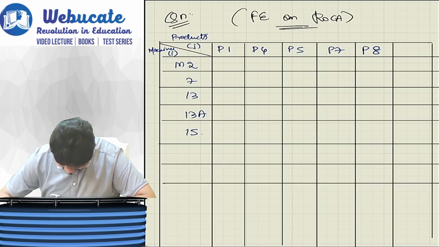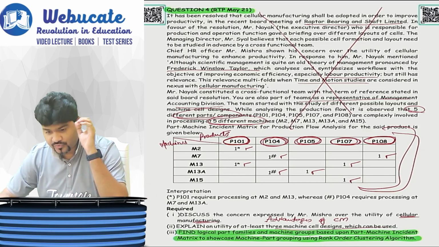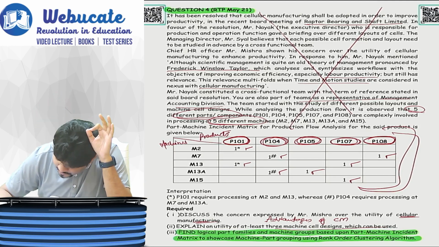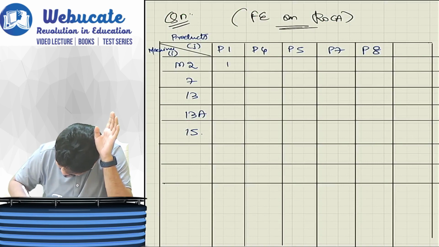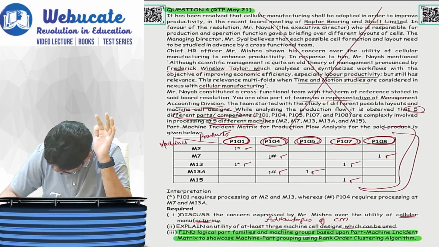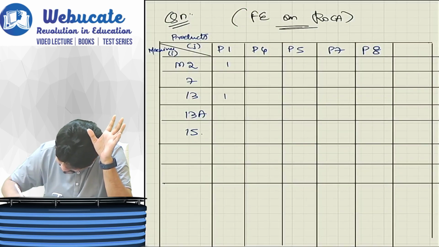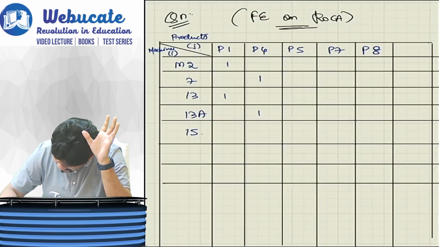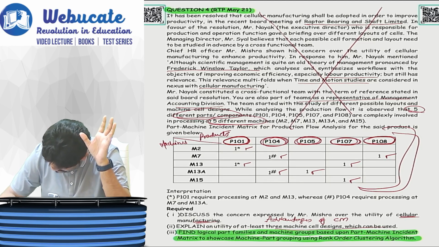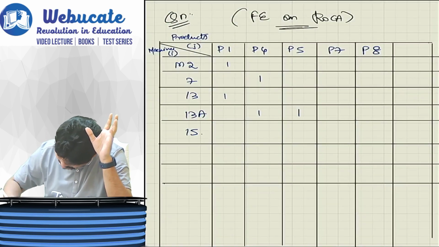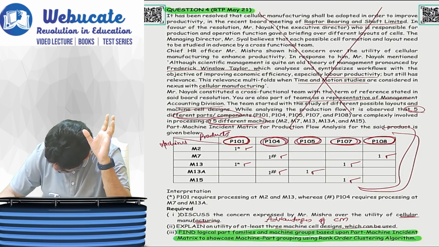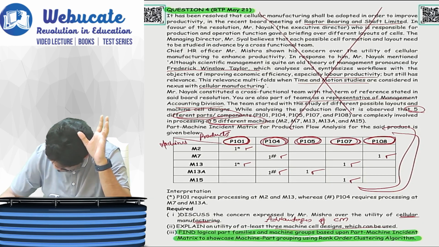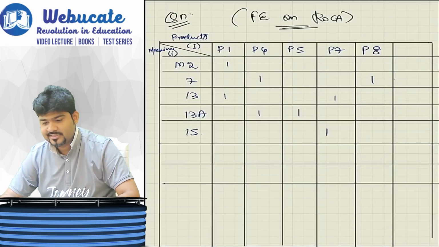Then you have to mark it. In order to make P1, you need machines M2 and M13. In order to make P4, M7 and M13A. P5 needs M13A, P7 needs M13 and M15, and P8 needs M1. Okay, done till here.